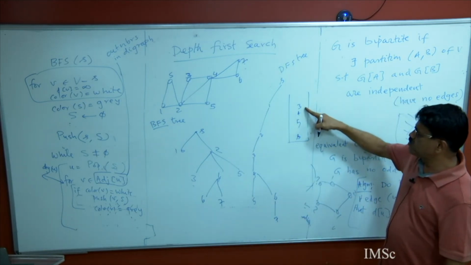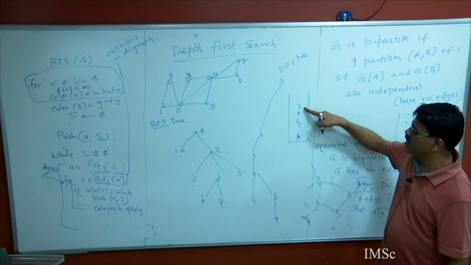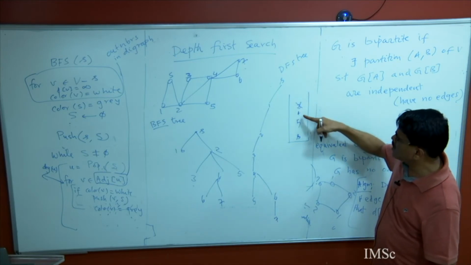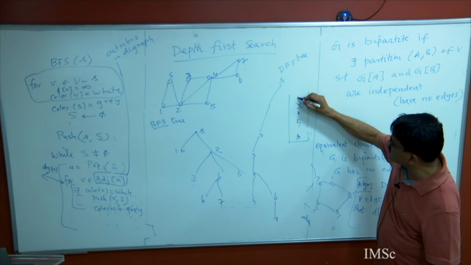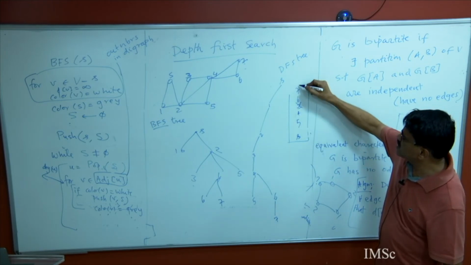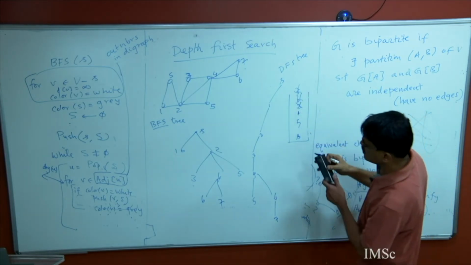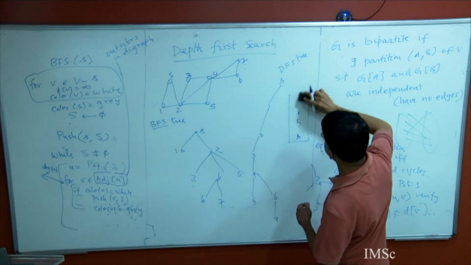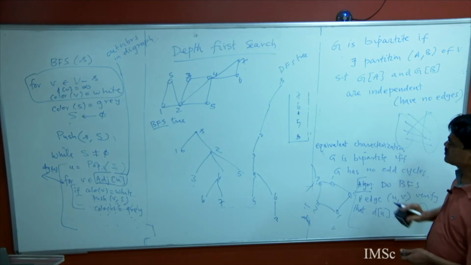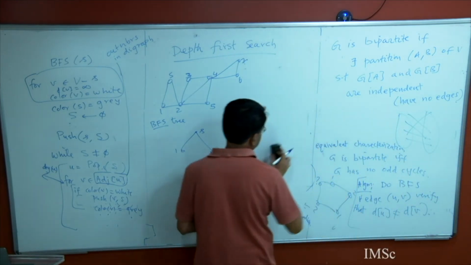And then I decide to explore 3. 3's neighbors are all colored gray already, so there's nothing to do. And then 4's neighbors, 6 and 7, I'm going to add. 7 has nothing to do, 6 no more. Okay, in the way I have drawn, actually 4's neighbors, okay, fine. So let me draw the tree from the stack and then we will figure out.